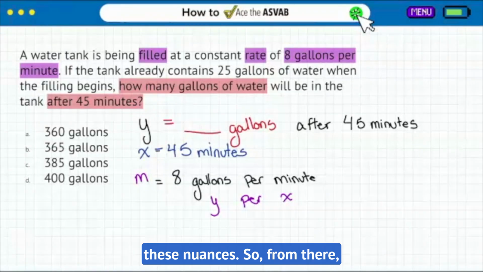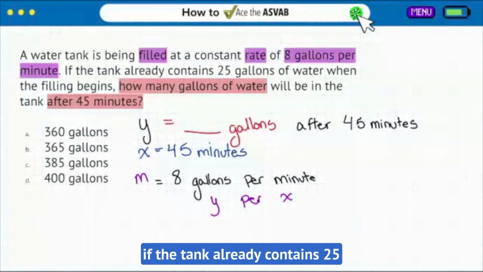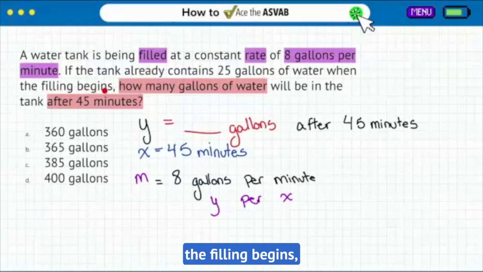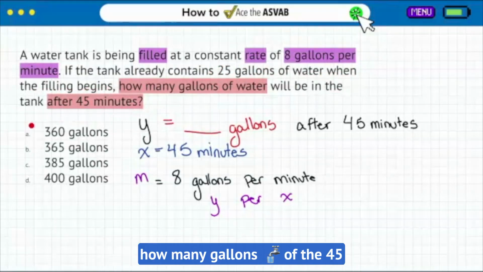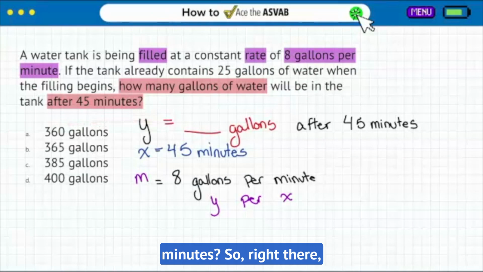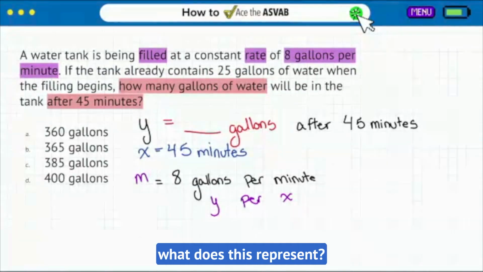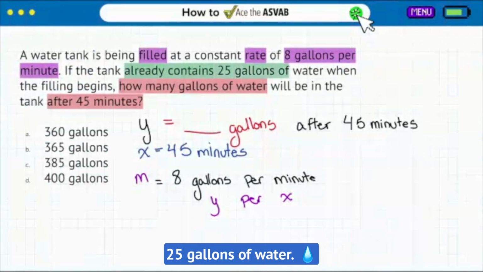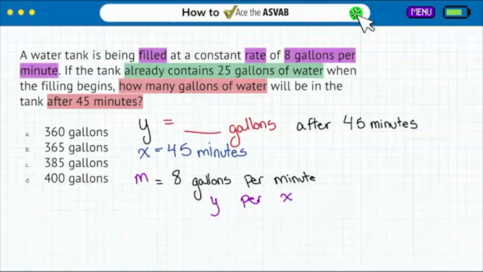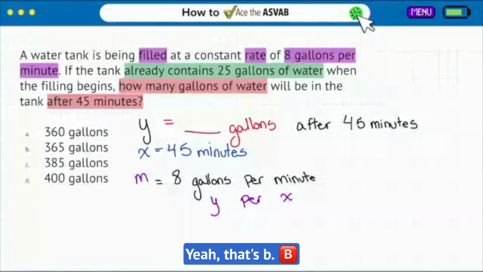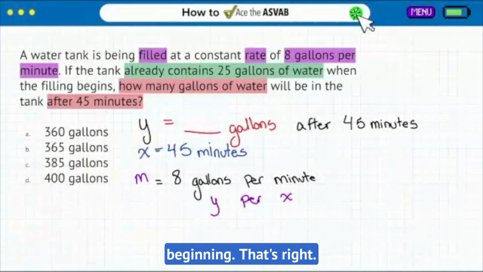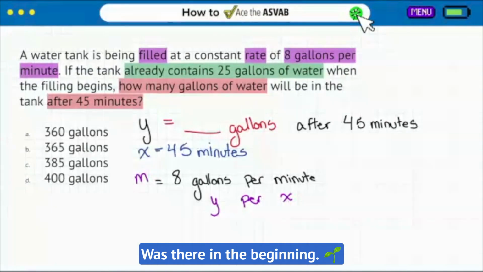So from there, we have one more value to go through. It says, if the tank already contains 25 gallons of water when the filling begins, how many gallons after 45 minutes? So right there, my party people, what does this represent? What does already contains 25 gallons of water? Yeah, that's B. That's what was there in the beginning.